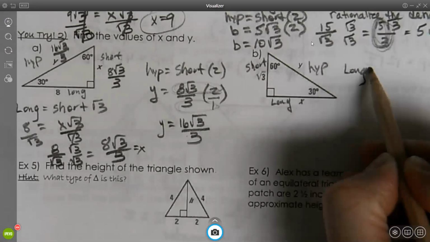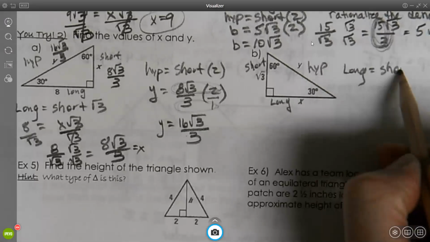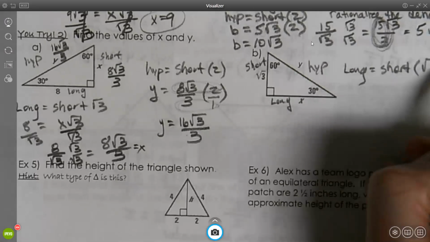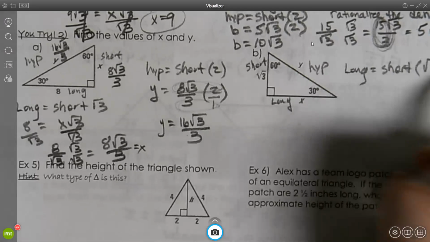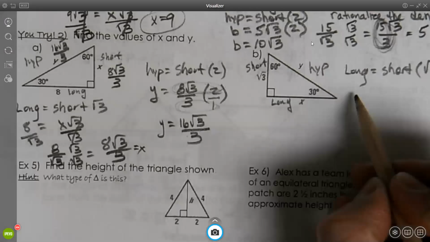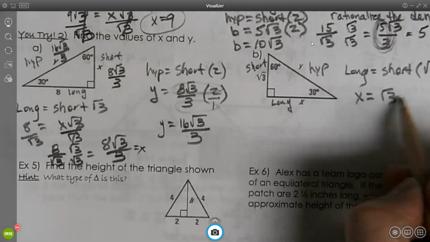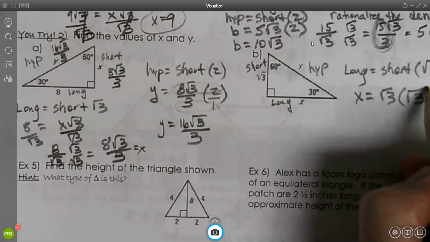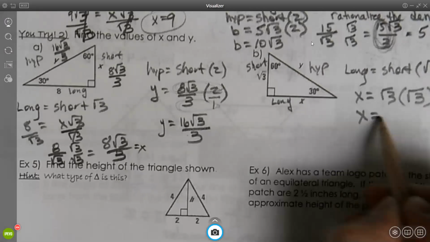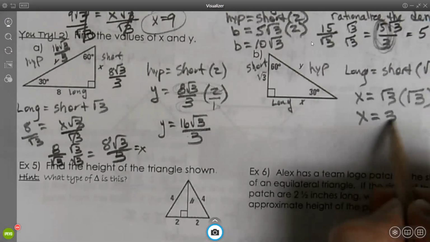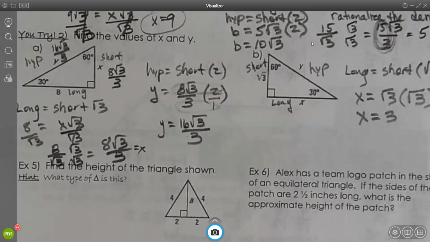Doesn't matter which one you solve for. The long leg is the short leg times √3. The long leg is x, the short leg is √3, and you're timesing it by √3. When you multiply √3 times √3, you get the 3. That doesn't change.